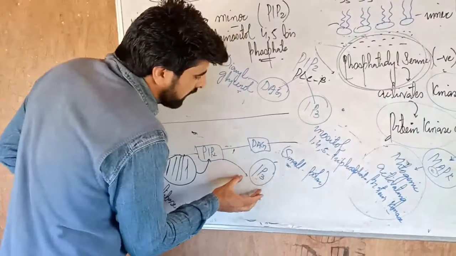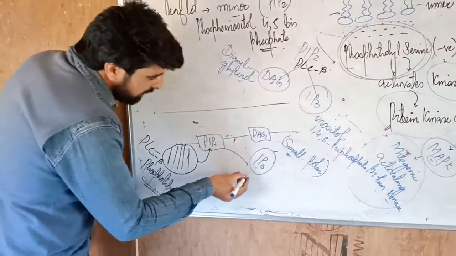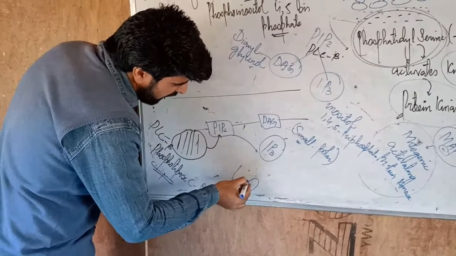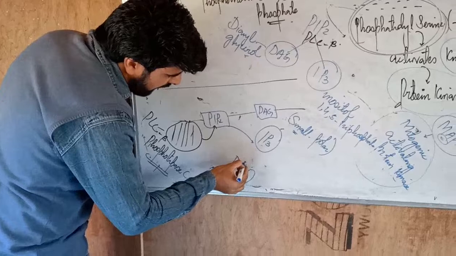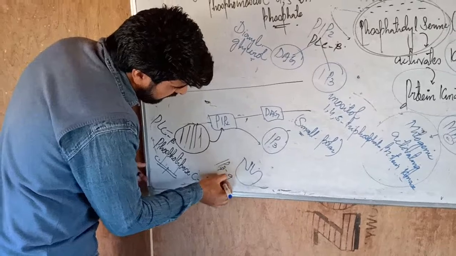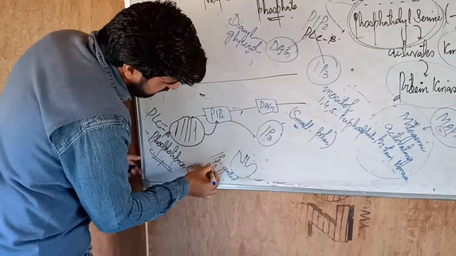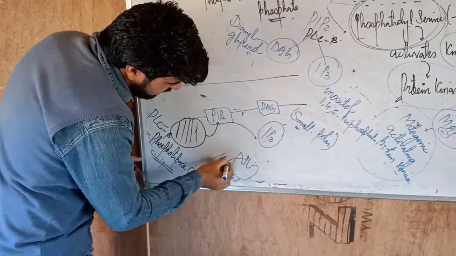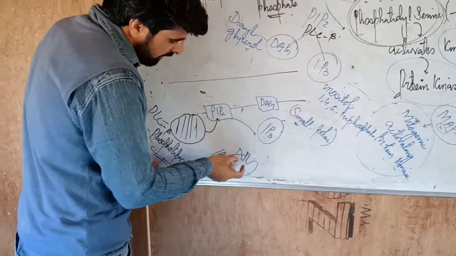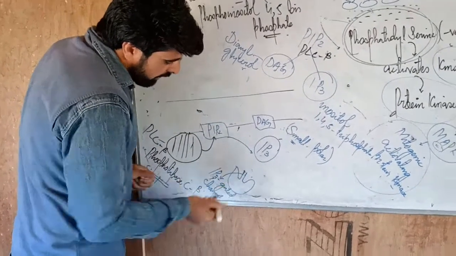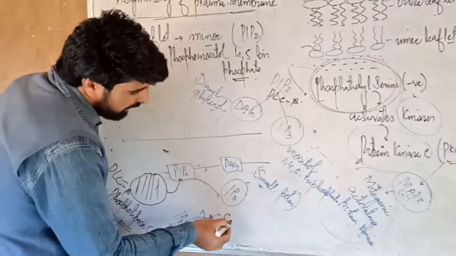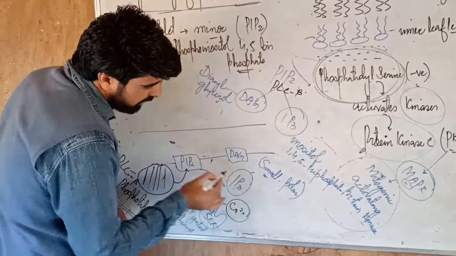This IP3, what is its work? This IP3 will act upon the smooth endoplasmic reticulum. See, if I am making here a smooth endoplasmic reticulum, say it is a smooth endoplasmic reticulum, and it is having a gated channel, IP3 gated channel. And this IP3 gated channel opens due to the IP3. When IP3 comes into the cytosol, it binds with the IP3 gated channel which is present in the smooth endoplasmic reticulum. Now this smooth endoplasmic reticulum will release the calcium into the cytoplasm. So many calcium ions get released here.